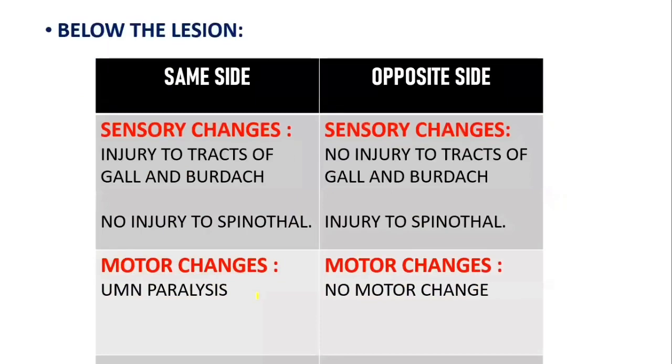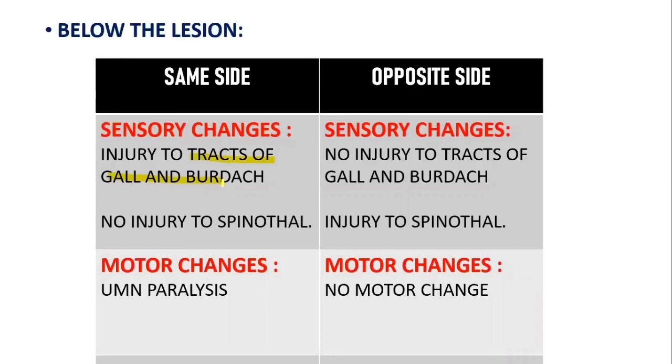If it is below the lesion, what are the sensory changes? You all remember injury to tracts of Goll and Burdach. What are the tracts of Goll and Burdach? Dorsal column pathway. If you remember, I gave you a beautiful acronym: V, fine, physiology teacher teaching stereognosis. V for vibration, and then fine touch, tactile discrimination, tactile localization, and then stereognosis. All these sensations are carried by your tracts of Goll and Burdach. That is your dorsal column pathway.